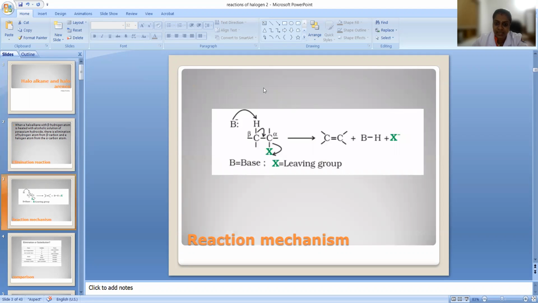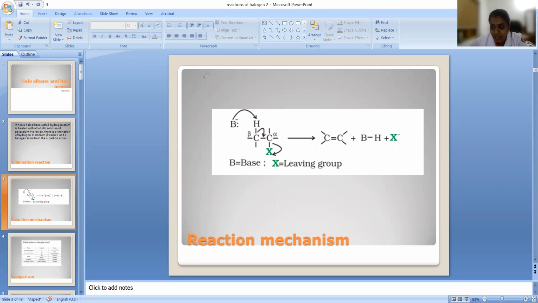So in an elimination reaction, how do the reactions take place? Look at this. Here, the halogen atom is attached to a particular carbon and this carbon is called the alpha carbon. And the carbon adjacent to that is called a beta carbon. And the hydrogen on this beta carbon is called a beta hydrogen. Okay, so this is the structure. Now, what is happening?